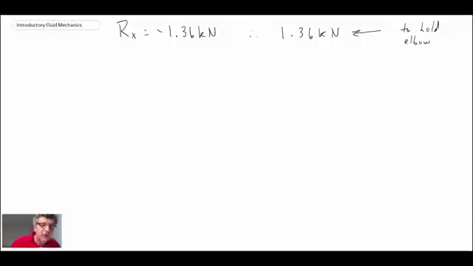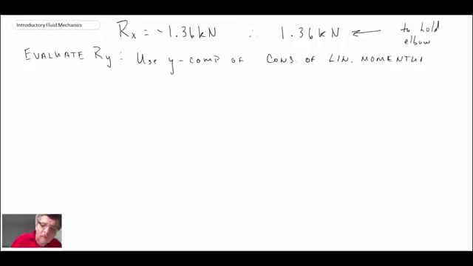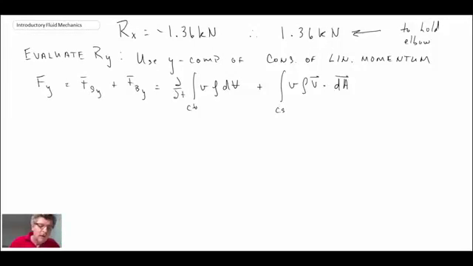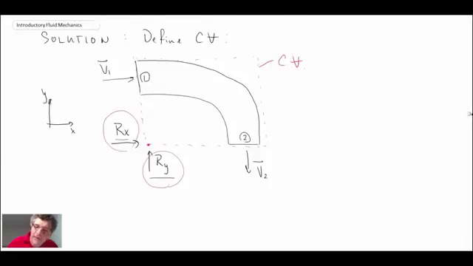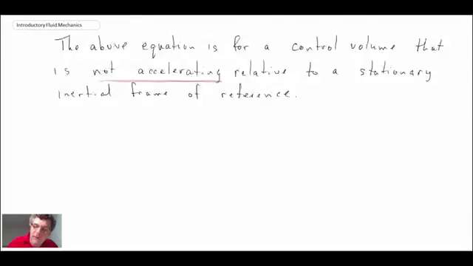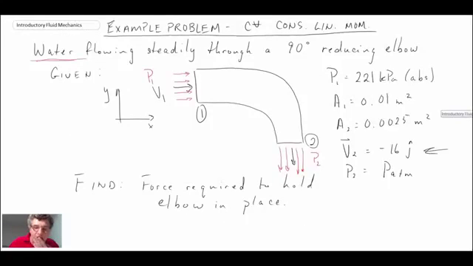Let's take a look at the Y component, and again what we will do, we will use the Y component of linear momentum. So we get that. Now, looking at the Y component, going back to the free body diagram, let's even go to the problem statement. Where was it? It was right here. For the Y component, what we were told is P2 is atmospheric pressure.